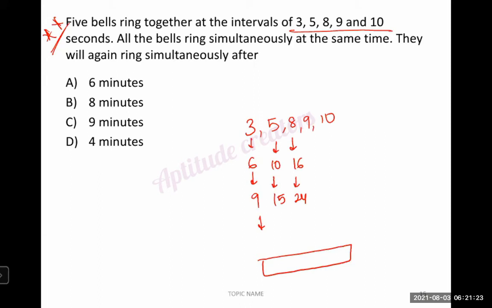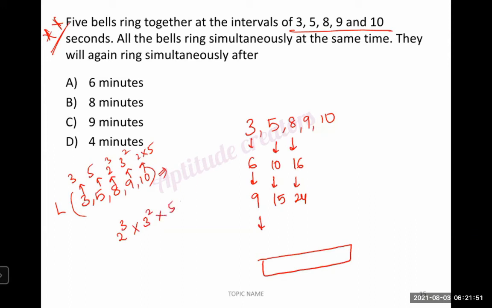Now I have to go with the LCM method, to save our time in the exam. What is the LCM of 3, 5, 8, 9 and 10? Can I write them as 3, 5, 2 power 3, 3 square, and 2 into 5? Now what is the highest power for 2? That is 2 power 3. What is the highest power for 3? That is 3 square. What is the highest power for 5? That is 5 only.